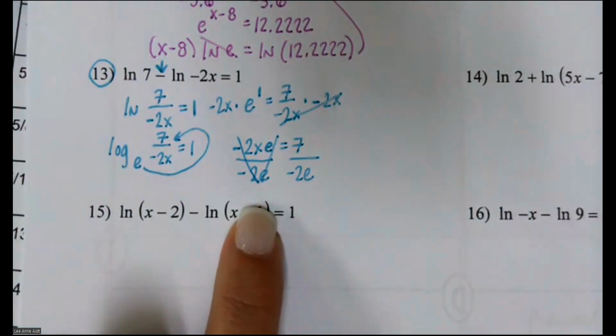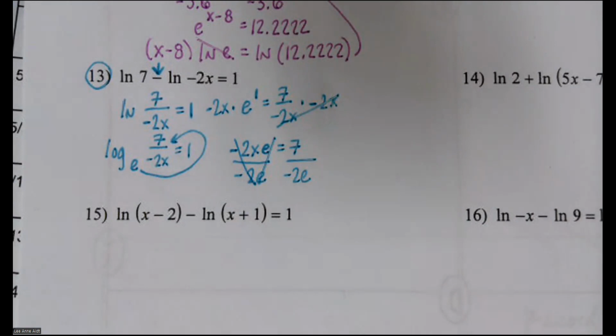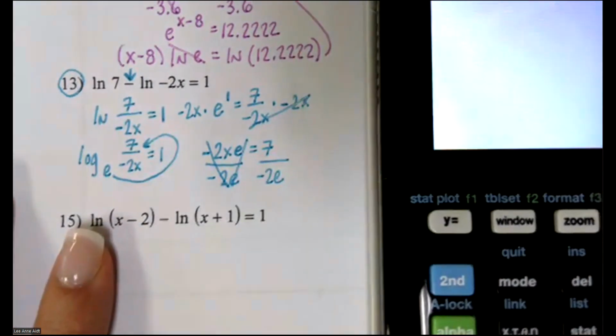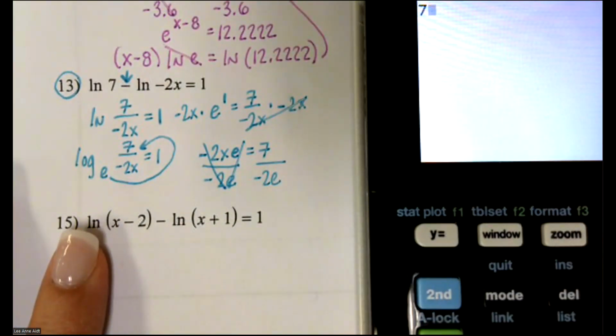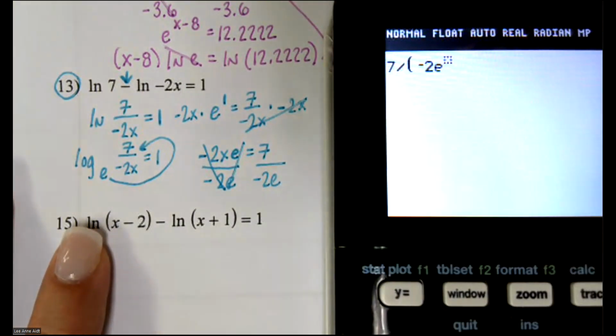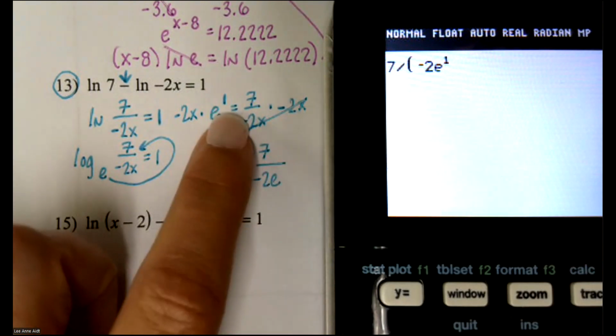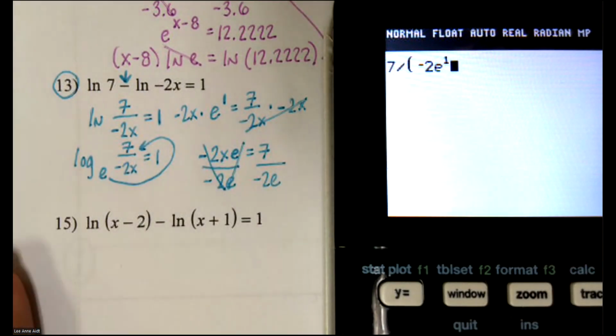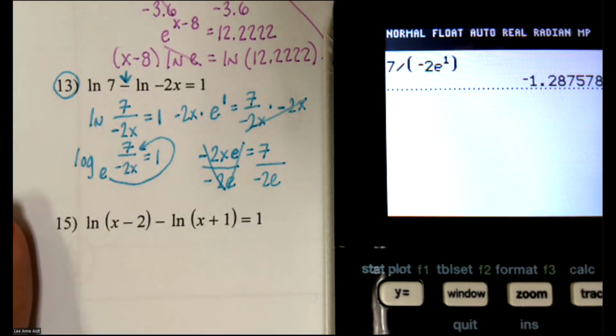Yes, you can do that in one swoop. You don't have to do it in one swoop. You could divide twice if you wanted to, but I'm too lazy. So now I'm going to go to the calculator. 7 divided by negative 2e. And then the calculator is going to want you to put an exponent in there. So just put the 1. I mean, you had the 1 on there before. You guys should know that e is e to the 1 anyway.